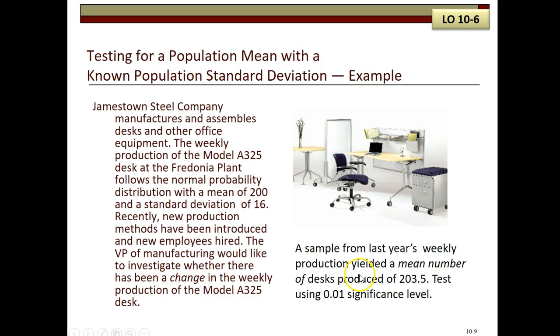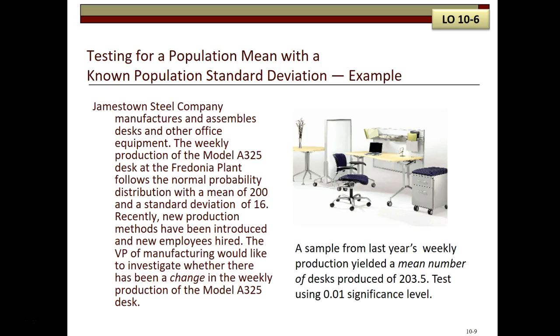A sample from last week's weekly production yielded a mean of 203.5 desks. So again, before we even take a sample, we say what we want to do. We want to see if there's a change. We know it's a two-tail test. We know there's a population standard deviation, so we're doing a z. We take a sample, and it ends up being 203.5. That's the x-bar that we're going to use.